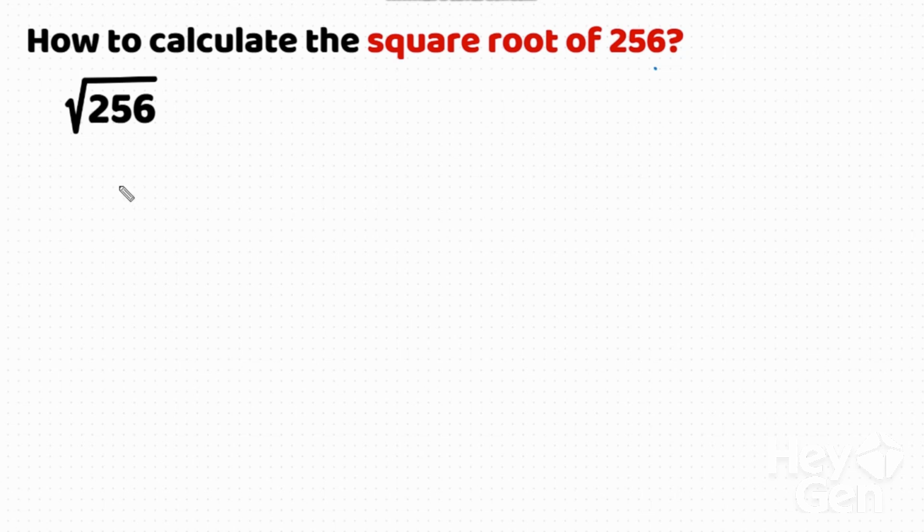In this video, you will learn in an easy way how to calculate the square root of 256. So, to do this calculation, there are two methods you can follow. The first one is as follows. You need to know which number, when multiplied by itself, results in 256.